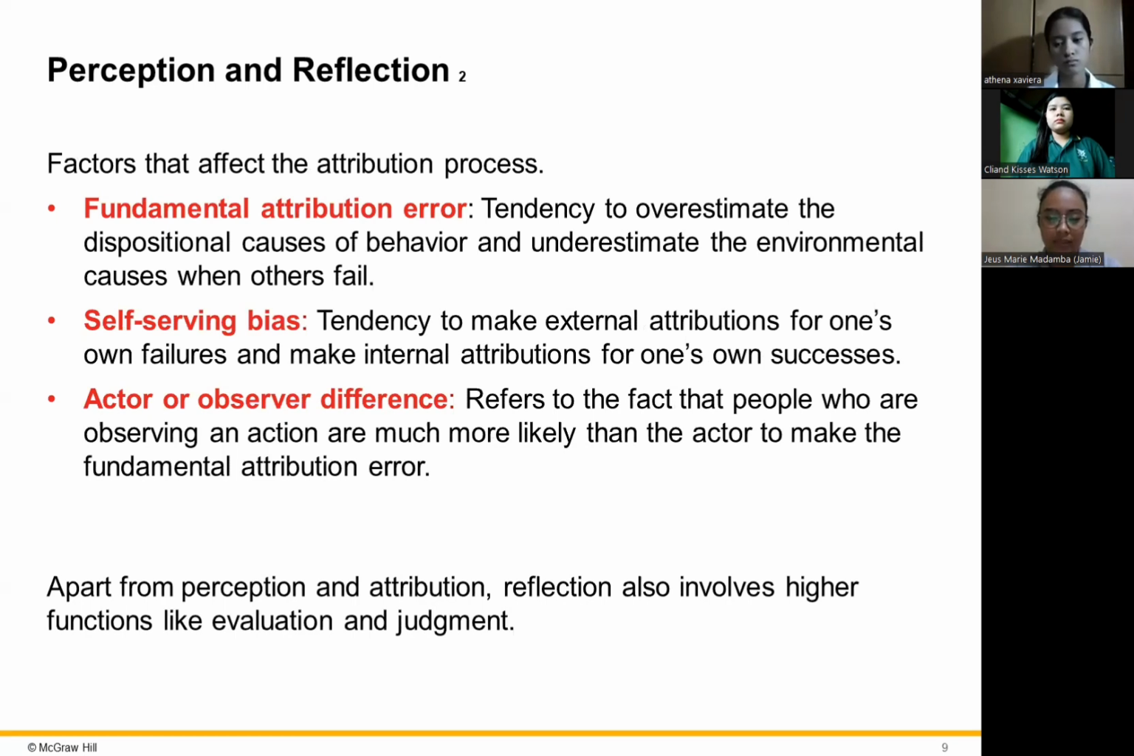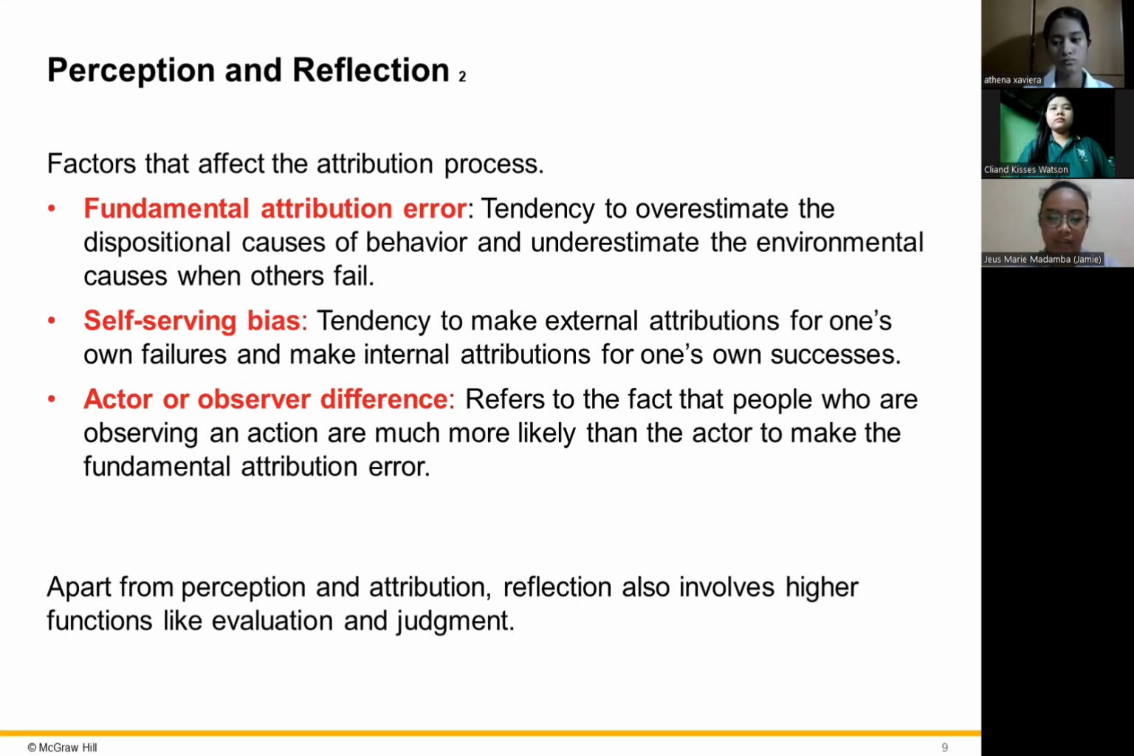First is fundamental attribution error. It states here that this is the tendency to overestimate the dispositional causes of behavior and underestimate the environmental causes when others fail. In other words, with this error, we overemphasize personal characteristics and ignore situational factors in judging others' behavior. We tend to believe that others do bad things because they are bad people, for example.